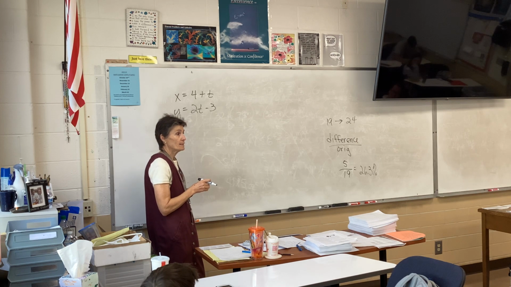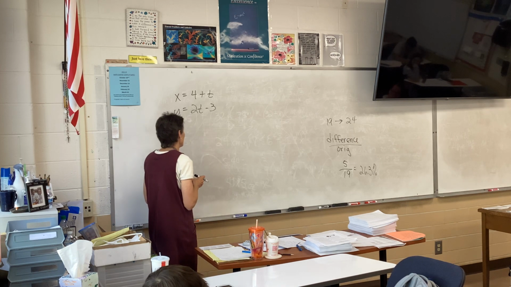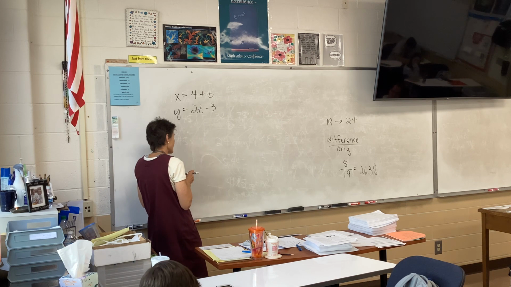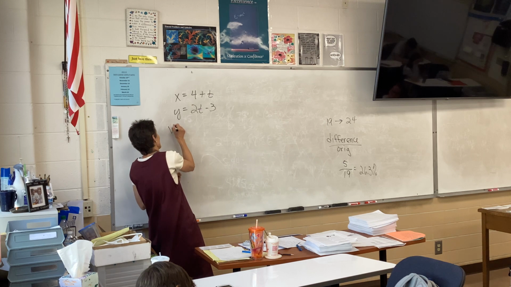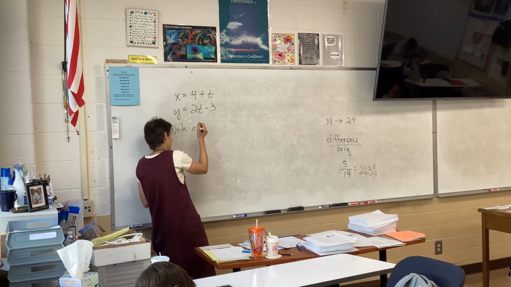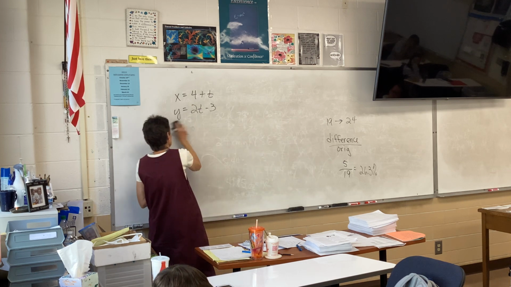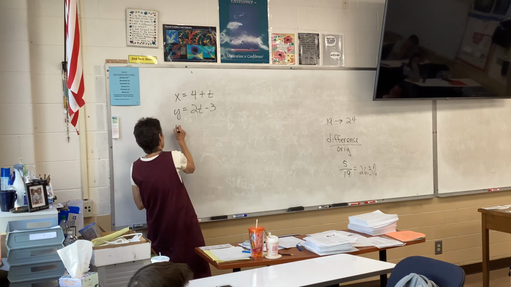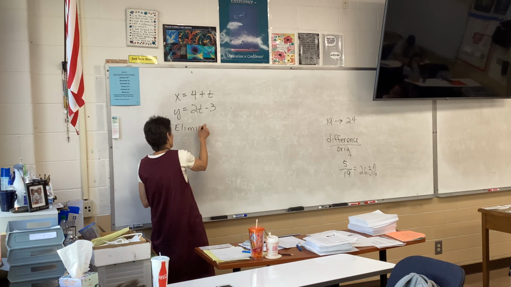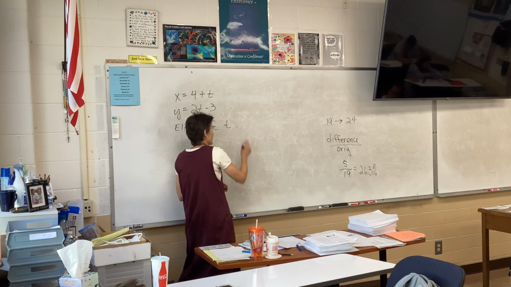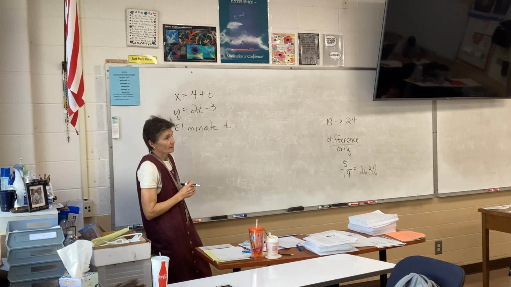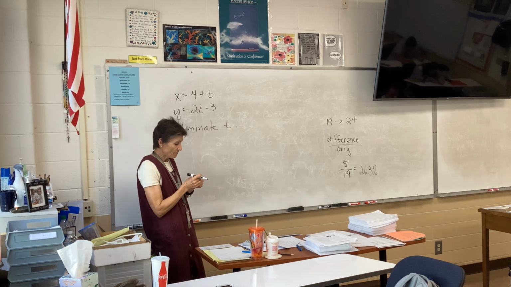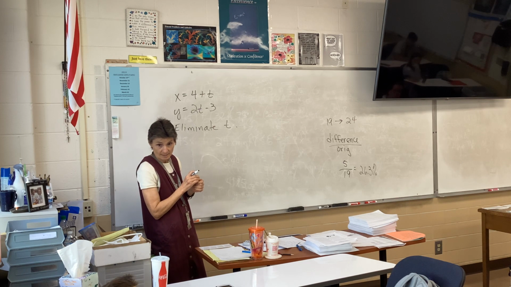Okay? Now, here's the deal, folks. A direct algebraic relationship means, right? Actually, let me just say this. It means eliminate t. That's what you gotta do. You gotta eliminate t, because if you get rid of the t's, all you'll have left is x and y.